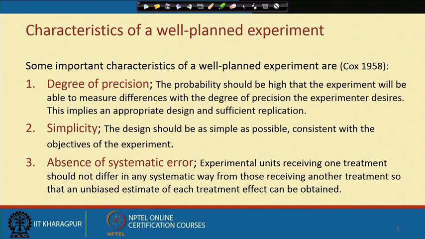Qualitatively means we may not be able to perform certain tests. Quantitatively means maybe from data or through some statistical test we will be able to tell that yes, the experiment is of that quality. So, quality of an experiment is very important, and as a result it must be well planned. Now, what are the important characteristics of a well-planned experiment, as listed by Cox, 1958? One is degree of precision.